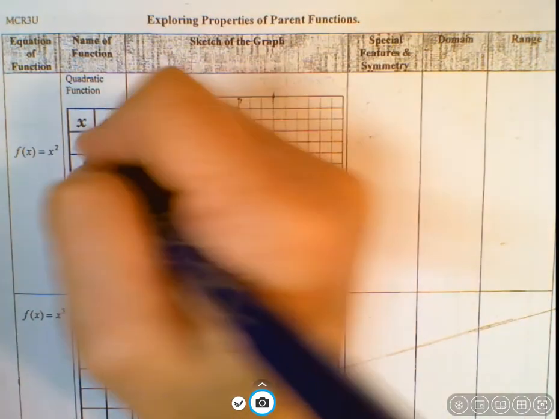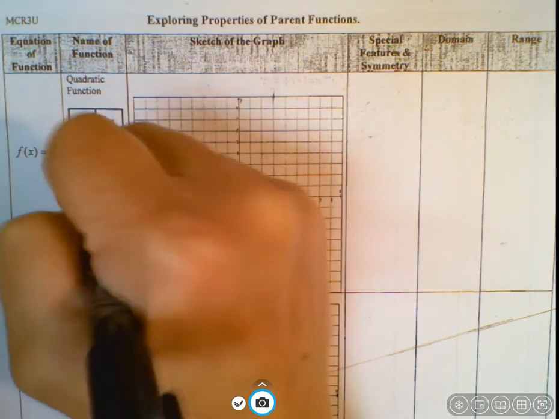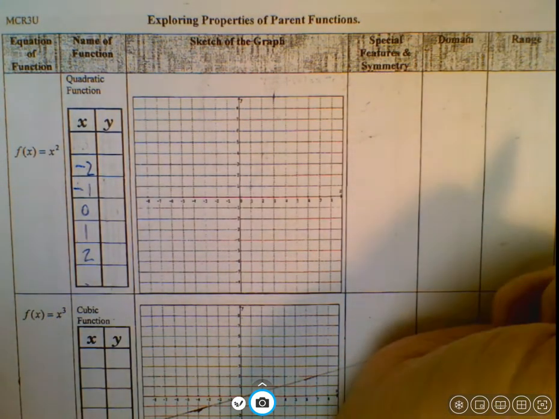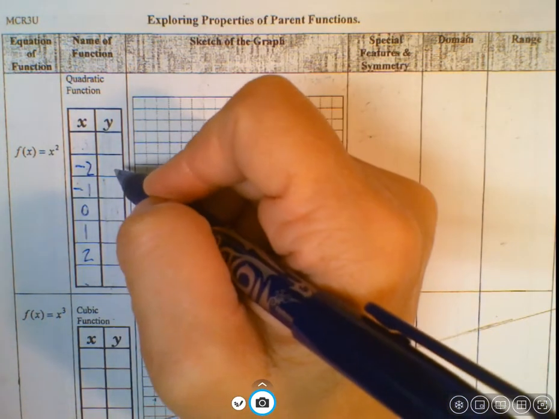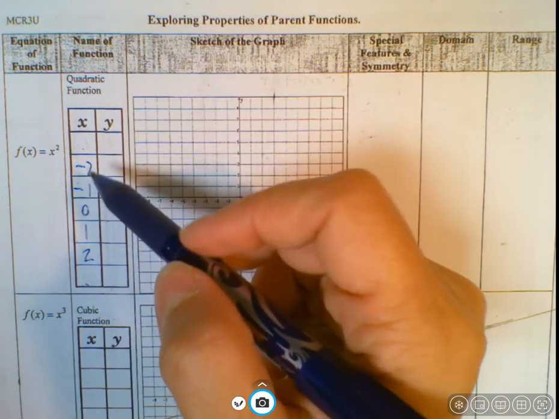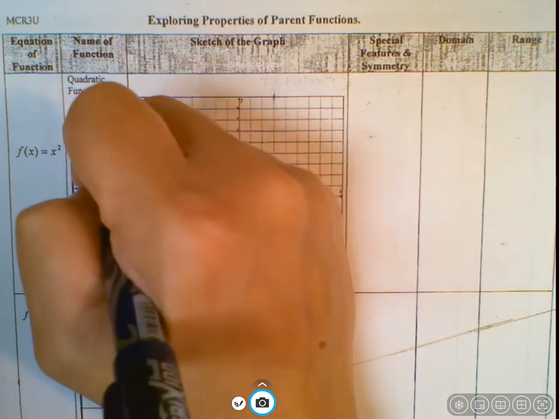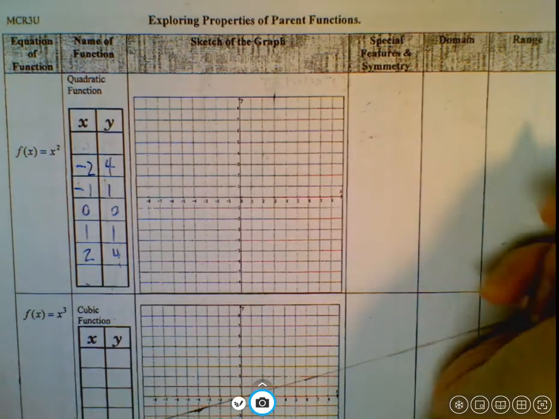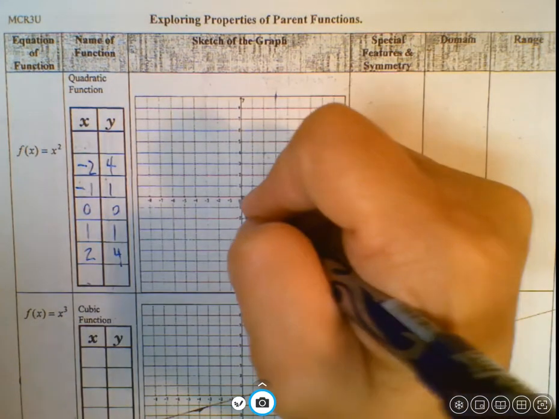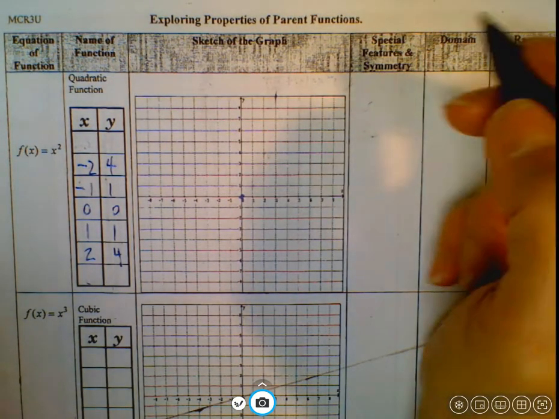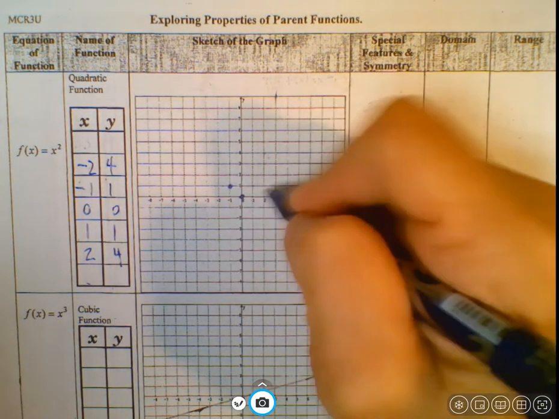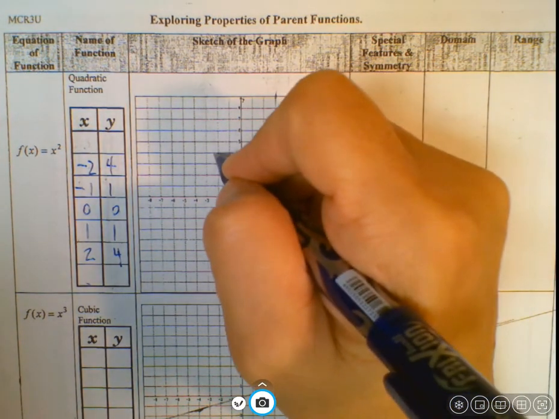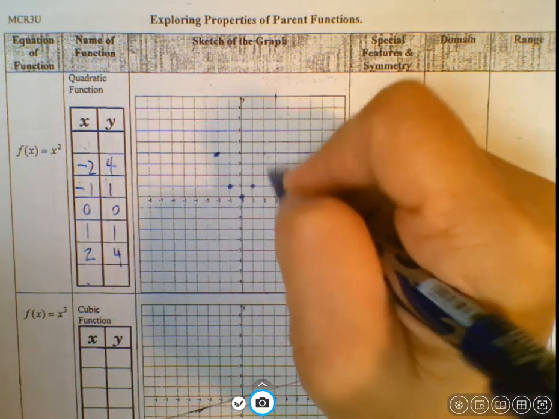So I'll start with some x values, -2, -1, 0, 1, and 2. That's our standard basic values. If we calculate the y, all it is is the x value but squared. So -2 squared is 4, -1 squared is 1, 0, 1, and 4. And if we go and plot these points, I get one here, 0, 0, that's our vertex. There's one at -1, 1. There's a symmetrical point at 1, 1. Then there's -2, 4, and also 2, 4.